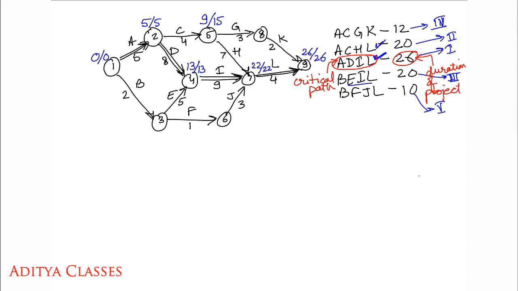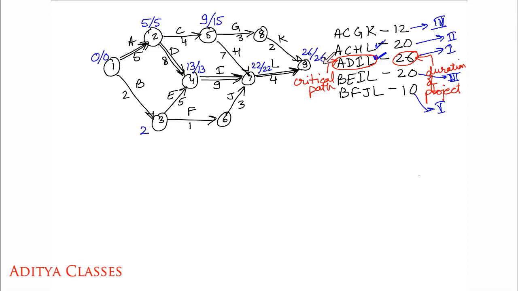Now let us move to BEIL. Where do we have BEIL? B, E, I and L. This is the path where we need to go. This time we'll make a quick pass. 0 plus 2, 2. 2 plus 5, 7. No, 7 cannot come. We'll have a 13 over here because it is a larger value. 13 plus 9 is 22. Very well. 22 plus 4 is 26.